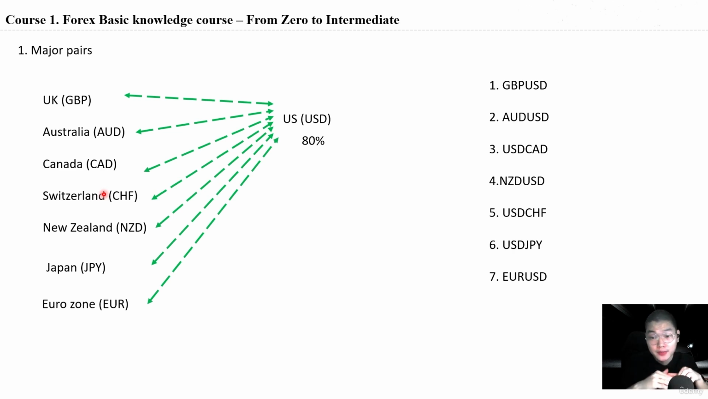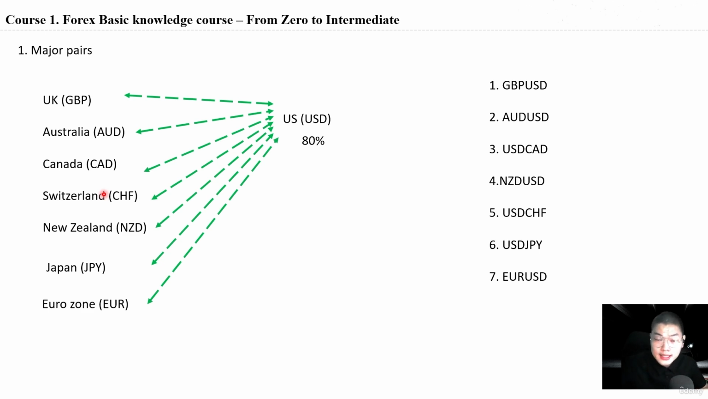In total, there are seven major pairs you need to focus on. The first is GBP USD, AUD USD, USD CAD, NZD USD, USD CHF (Swiss franc), USD JPY, and EUR USD. Here are the seven major pairs. They are very popular and very useful in trading. Every trader needs to know them, and should also have these pairs in their trading portfolio.